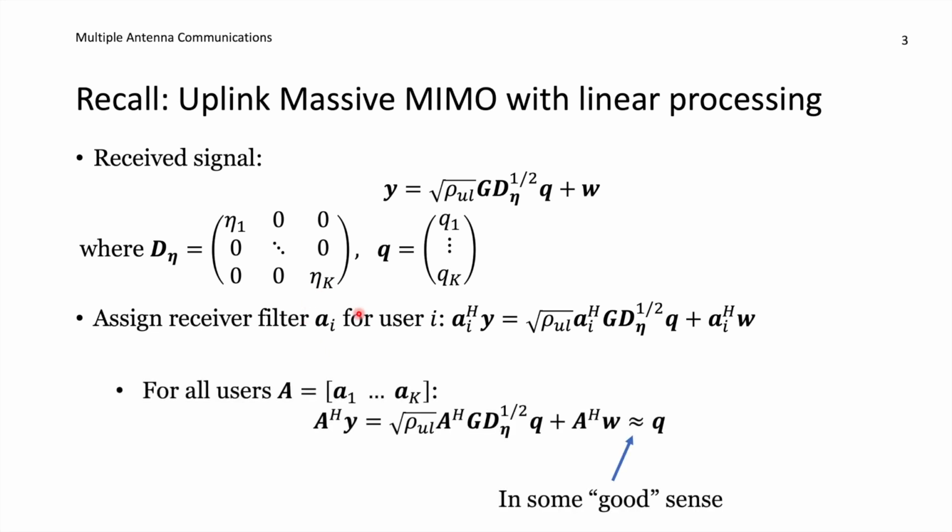If we collect all of these receiver filters for the K users as the columns of a matrix capital A, then all of the processed received signals can be written like this. y multiplied with A Hermitian. And then A Hermitian gets multiplied with the first term and with the second term. And then the goal of the selection of this entire receiver matrix is to make sure that after we have processed y like this, it should become approximately equal to the vector with transmitted signals, where approximation could mean anything here, in some good sense.